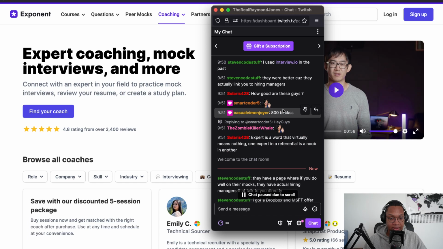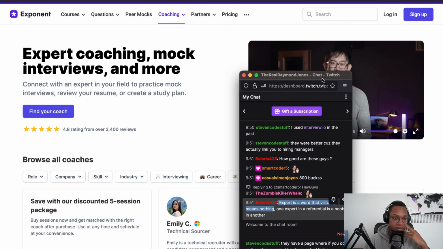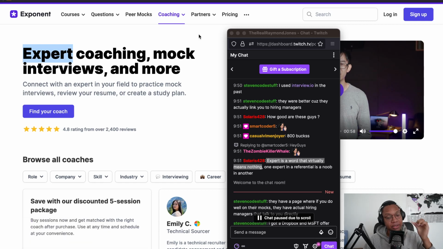Expert is a word that virtually means nothing. One expert in a referential, noob in another. Yeah, I think for algos, expert kind of carries because you have people who are experts, you can have 0.01% people basically on Leetcode, and so they're experts, they're legit. But system design and all that other stuff, it's expert. What does that mean, expert? And are they actually... but that's it. If you pass Fang, you probably are honestly an expert. As long as you can say you're in Fang, I'd probably say you're very good.